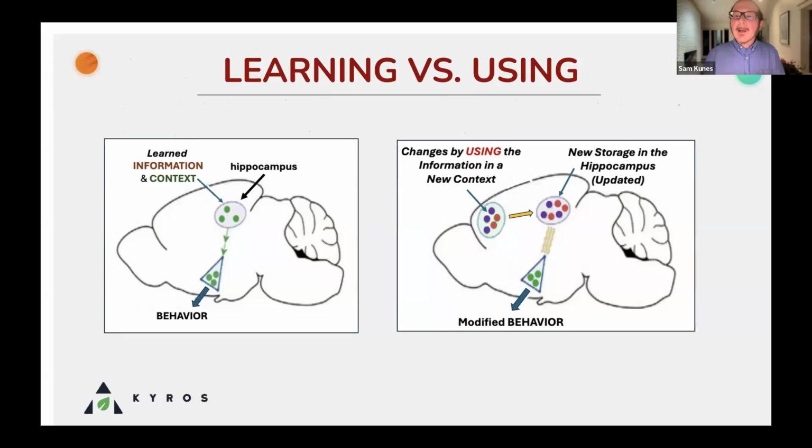Maybe it sees an object that looks a little bit like the object in the cage in the first place when it got an electric shock. It looks a little bit like it, reminds it of that. And it's going to now have a behavior that it didn't have before the information was transferred to the prefrontal cortex and used in this generalizing.